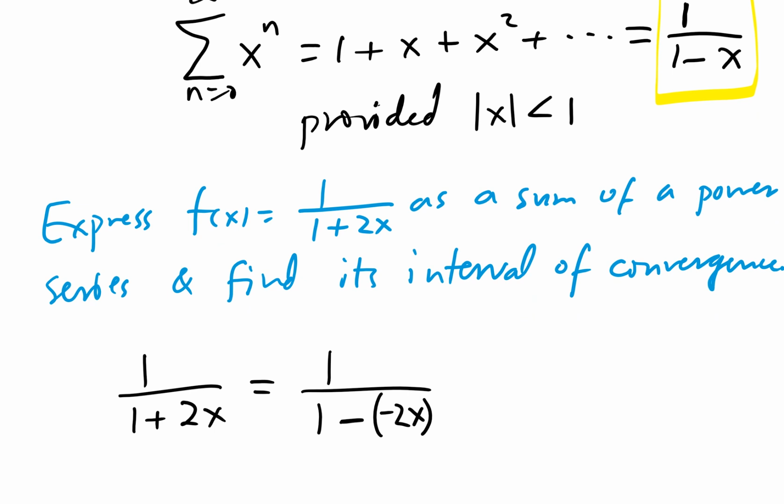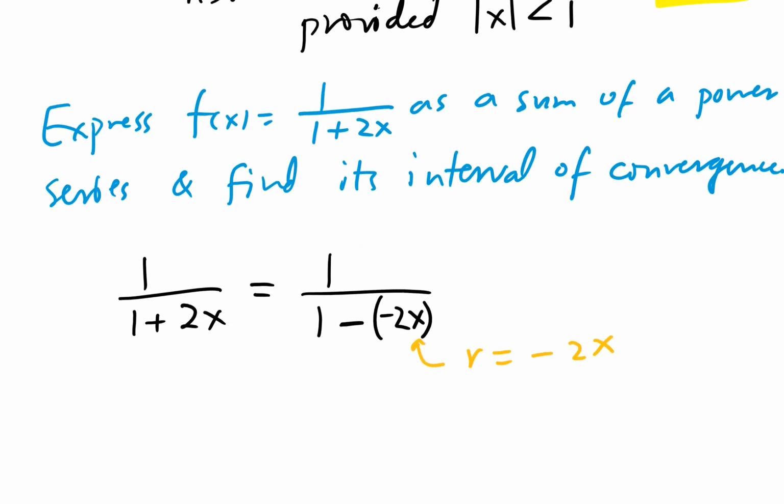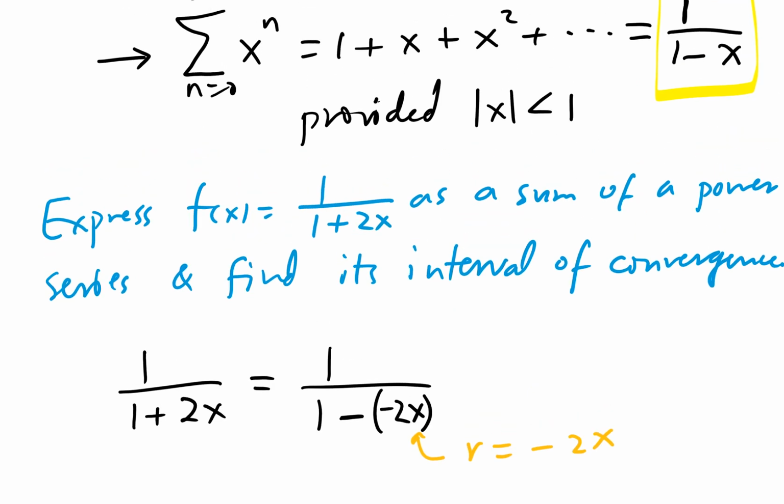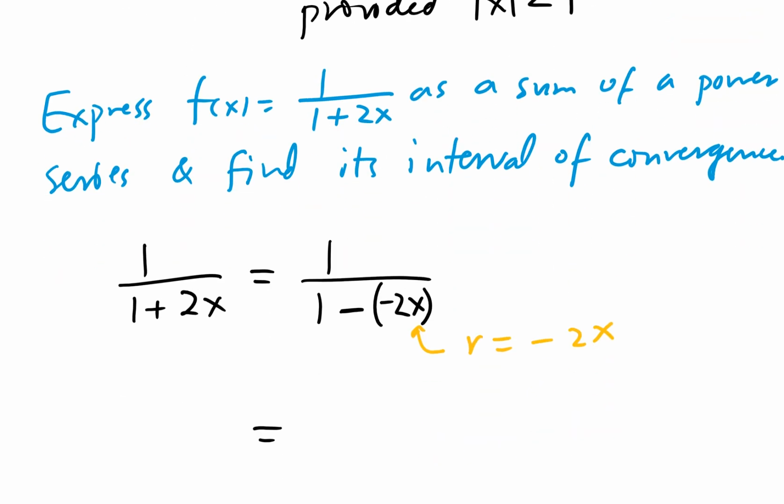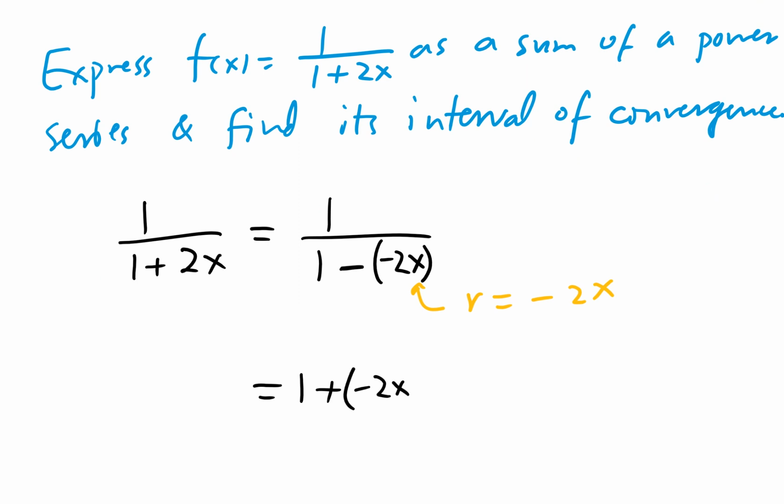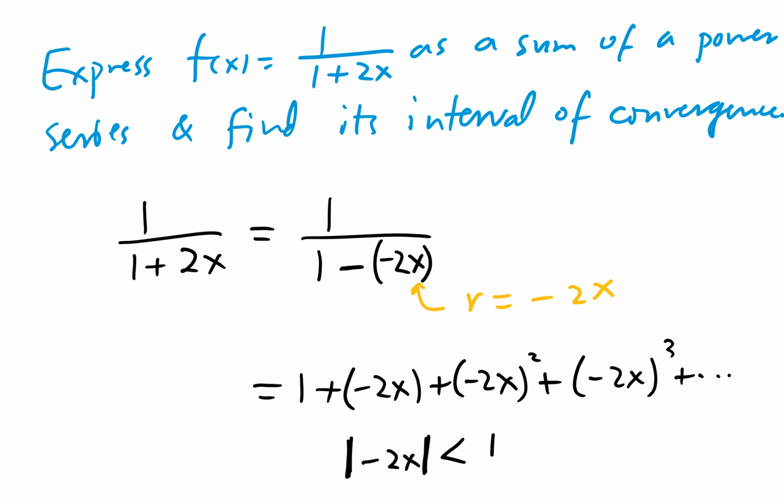So x here in the formula, that's what we call r, the common ratio, right? We told you r is x. So here, this is like our r. r is negative 2x. So if I want to write it down, earlier it was 1 plus x plus x squared plus, so it's going to be 1 plus r, which is negative 2x, plus (2x) squared plus negative (2x) cubed plus etc., right? Provided that r, which is negative 2x, has an absolute value less than 1.